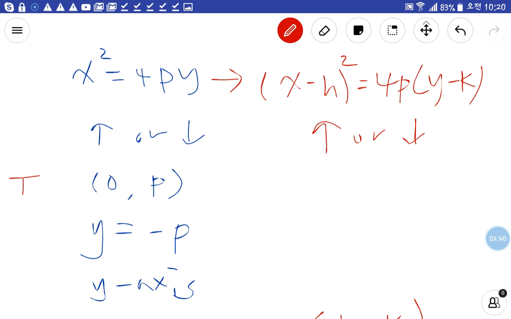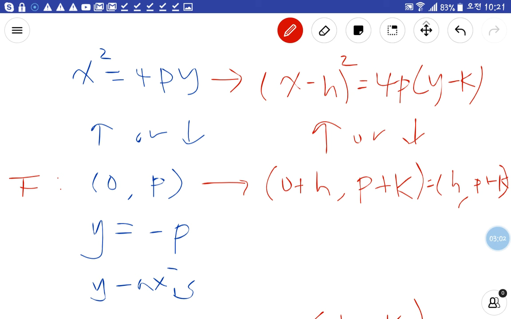Now focus. This is my focus, right? The focus was 0, p. Now your focus got moved h and k units, so just simply add h here and k. Then that would be h, p plus k. And that was your directrix, y equals negative p. So as you guys see right now, this is your standard form you have to remember. This is your memorization part. Now, the second part you don't have to memorize. You just know how to make it.